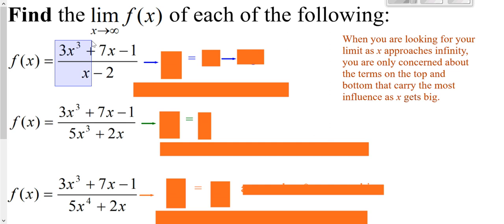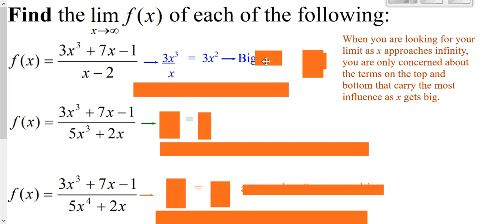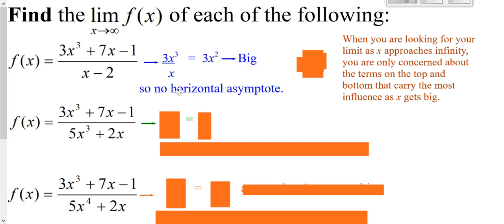And you look at what's most influential on the bottom, which is x. So you look at most influential over most influential. In this case, it simplifies down to this. Now remember, we're plugging in really, really big numbers here for x. Something really big squared times 3 is even bigger yet. So it gets really big, bigger, and bigger. So it does not approach one particular number. So there is no horizontal asymptote. You would have a horizontal asymptote if this would approach a number right here.